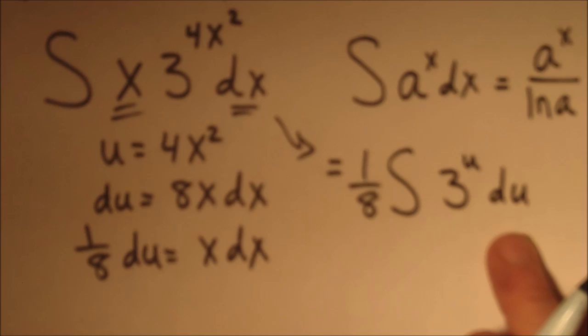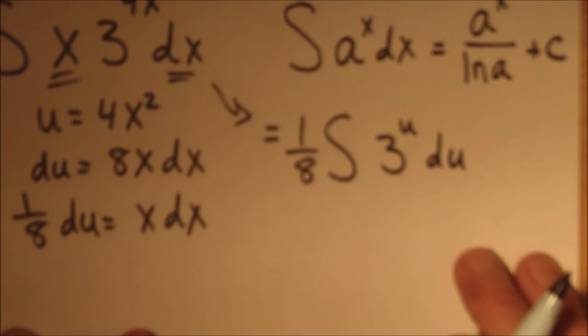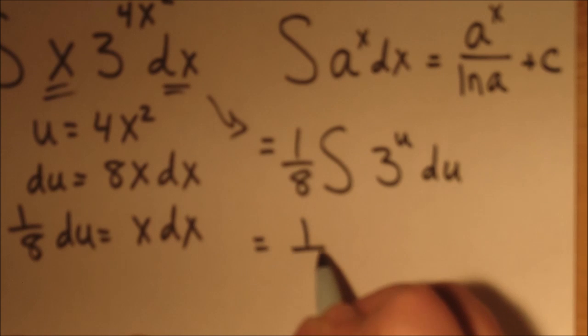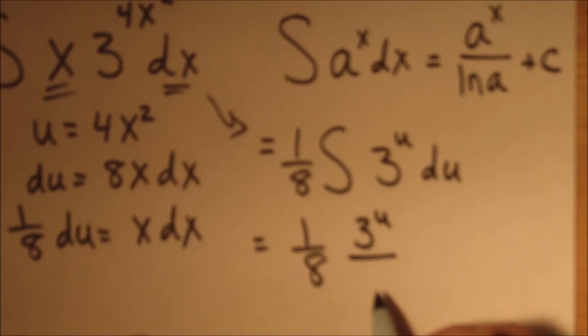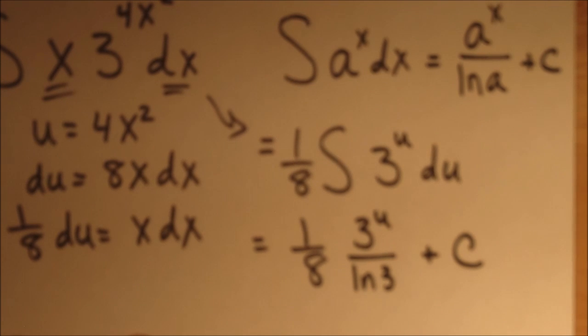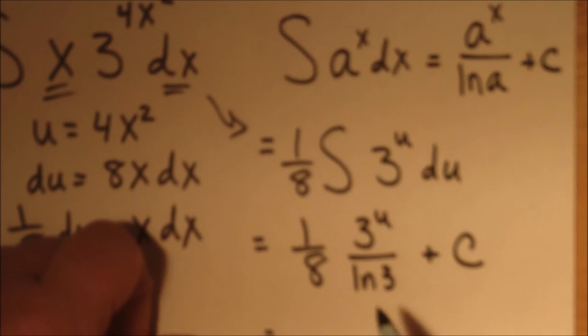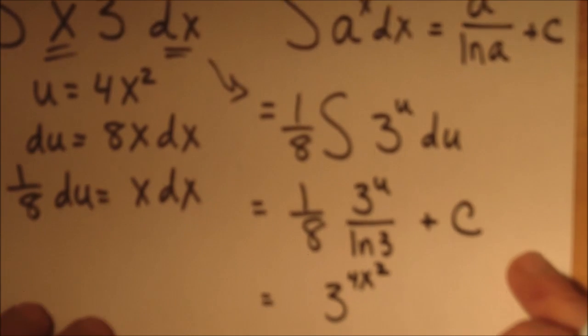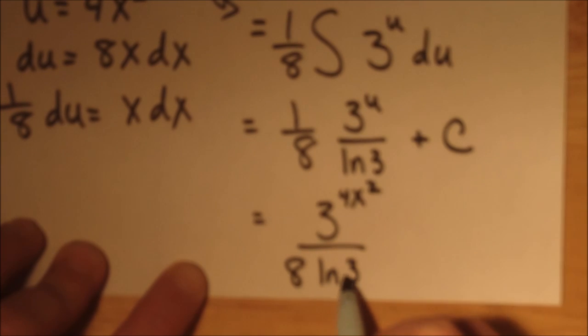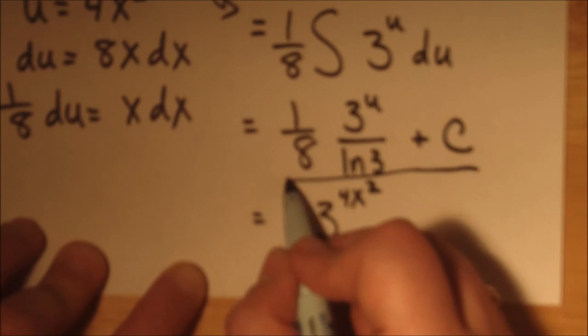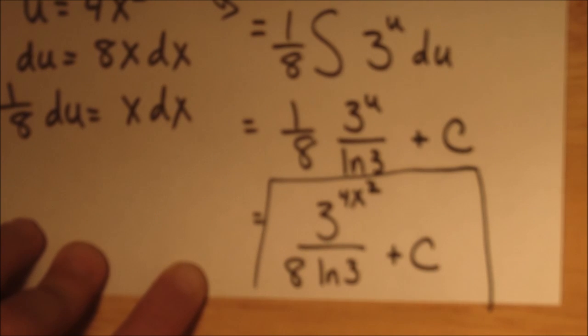Following the rule that I just reviewed up above, the antiderivative here would be 3 to the u over natural log 3 plus c. And then I write this as 3 to the 4x squared over 8 times natural log of 3 plus c. So that would be my final answer.